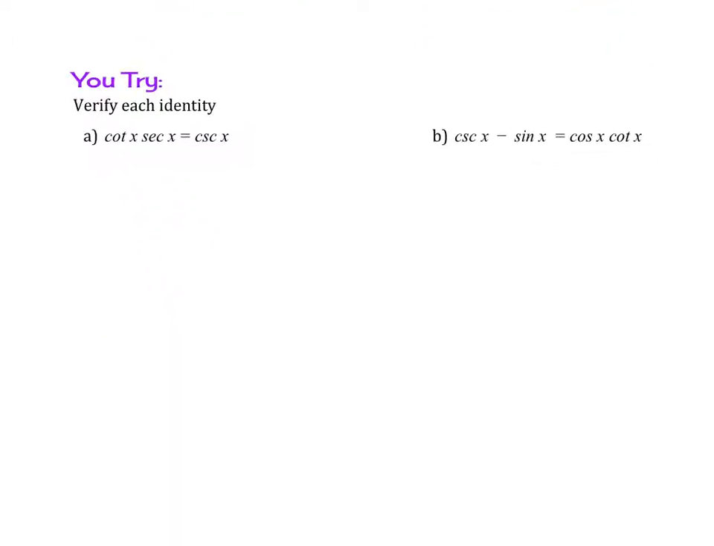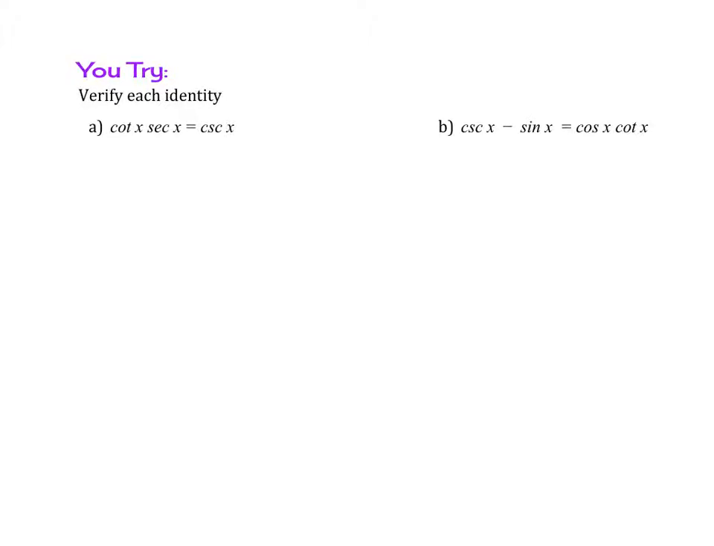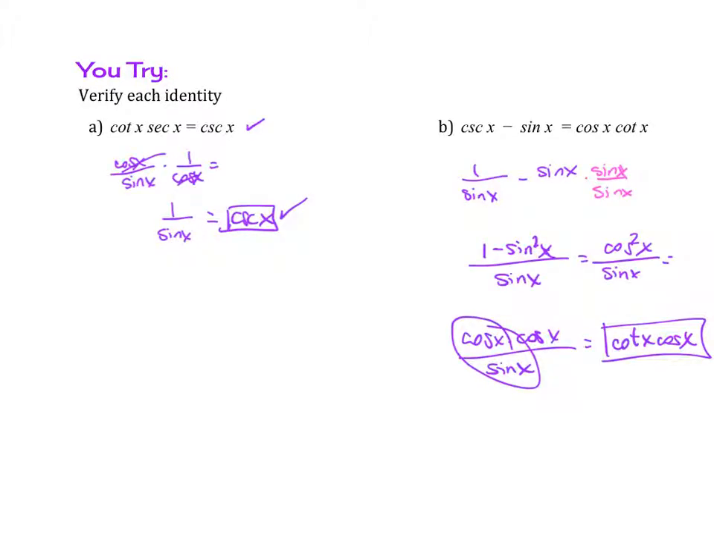Try the example here. So try this out. The first example is very similar to the one above. You get cosecant of x, so you just convert it: cosine over sine times 1 over cosine. Cosines cancel out. And for letter B, you change it to 1 over sine of x minus sine of x.